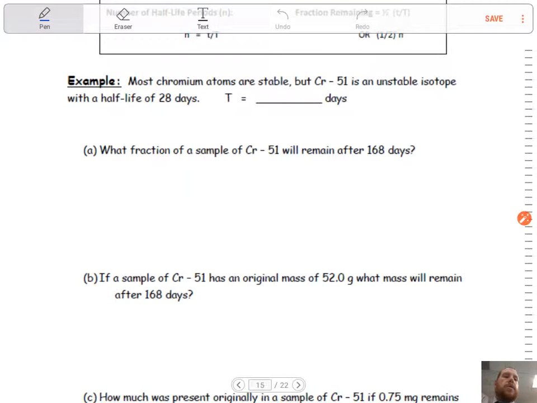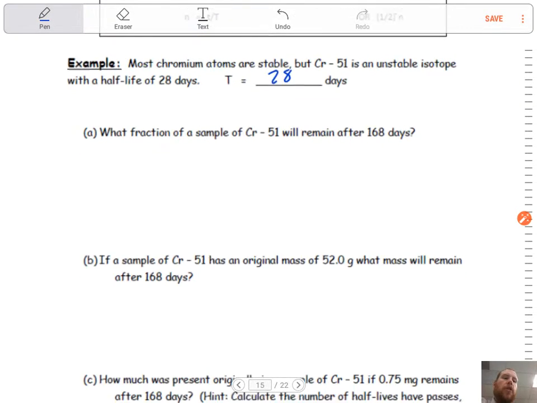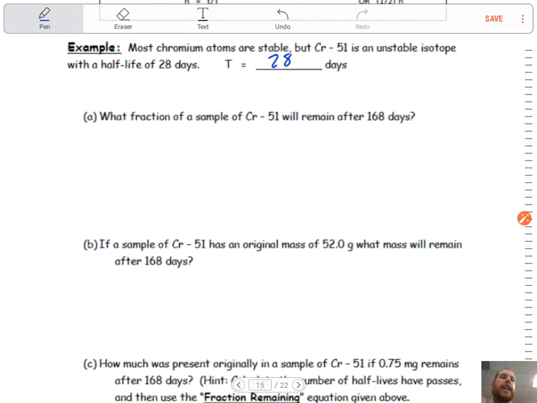It says most chromium atoms are stable, but Cr-51 is an unstable isotope with a half-life of 28 days. So T is referring to the half-life of 28 days. It asks, what fraction of a sample of chromium-51 will remain after 168 days?